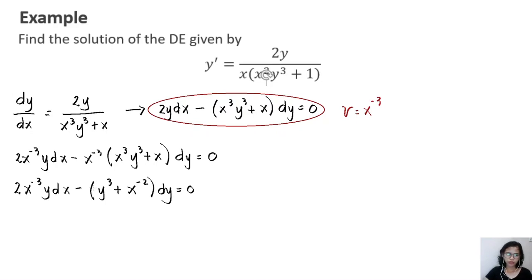Now, let's try to see if this is really an exact differential equation. So, our new M will become this one, and our new N will be this one. Okay, so let's try to solve for the partial derivative of M with respect to x. Oh no, y.